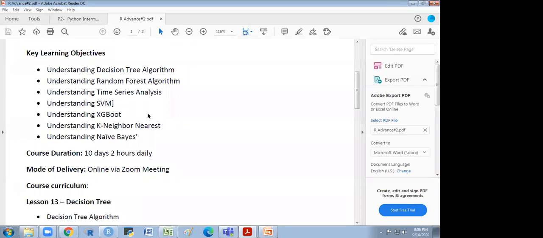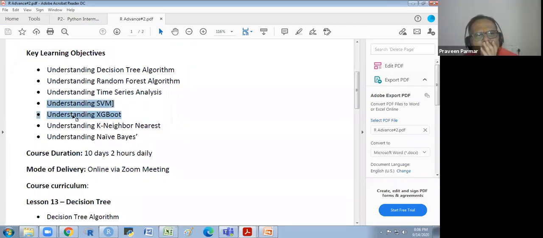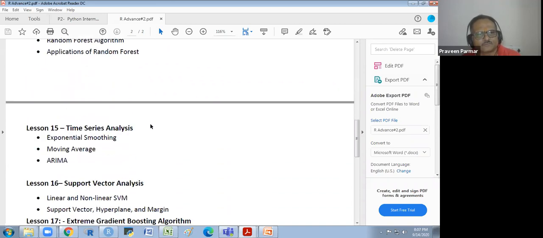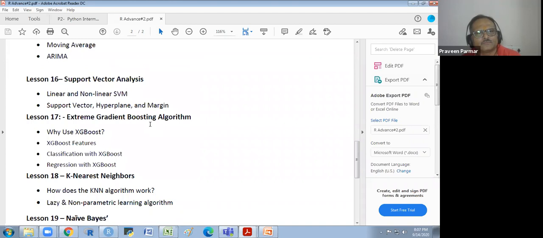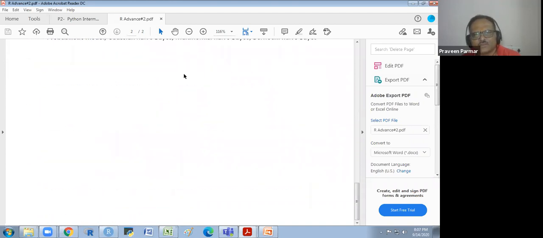Time series we have completed. We have SVM, XGBoost, k-neighbors and Naive Bayes. Okay, this I will explain tomorrow. That SVM we start from tomorrow.